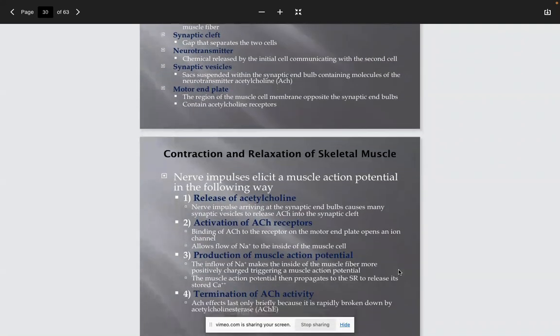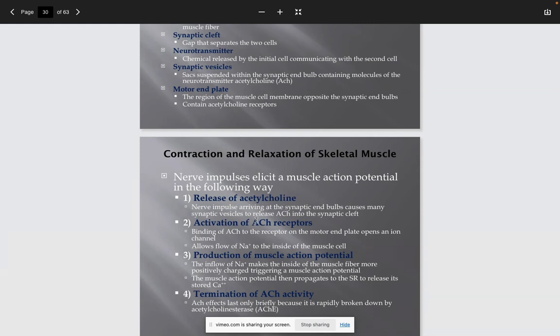And again, we're going to talk about how acetylcholine is primarily the neurotransmitter involved with muscular contraction. So nerve impulses elicit a muscle action potential. This action potential is just an electrical signal that occurs. There are going to be 4 different steps, and all these steps are important for examination purposes. There is a release of acetylcholine. Nerve impulses arise at the synaptic end bulb, causing many synaptic vesicles to release acetylcholine.